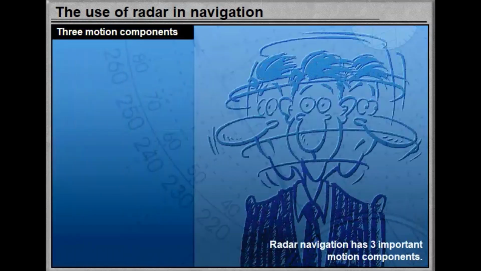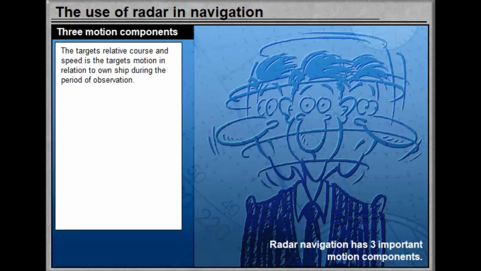Remember, radar navigation has three important motion components. It is particularly important to remember that we are always talking of courses and speeds during a terminated period of observation. The target's relative course and speed is the target's motion in relation to own ship during the period of observation. This corresponds to the echo's movements across the PPI on the relative motion display.